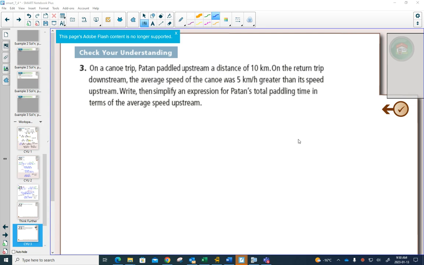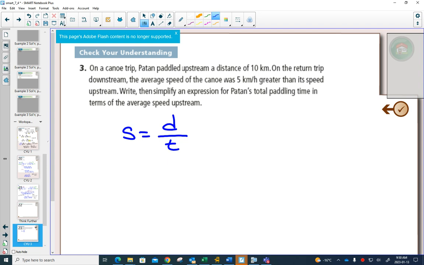So if you were in a car, and I said, how fast were you going on the highway? You'd probably say, oh, we were going 100 kilometers per hour. So you already have the formula in your vocabulary, because speed is measured in kilometers per hour. So speed is distance over time.